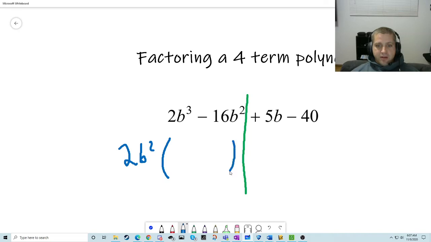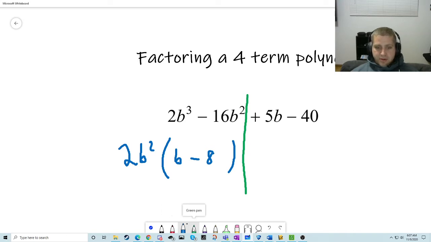Then I have to figure out the leftovers. 2b squared times what gets me 2b cubed? Well, it looks like it's just missing a b. If I multiply those, I'll end up with up there. 2b squared times what equals negative 16b squared? Well, I've already got the b's this time. I need 2 times what is negative 16, which in this case is negative 8.